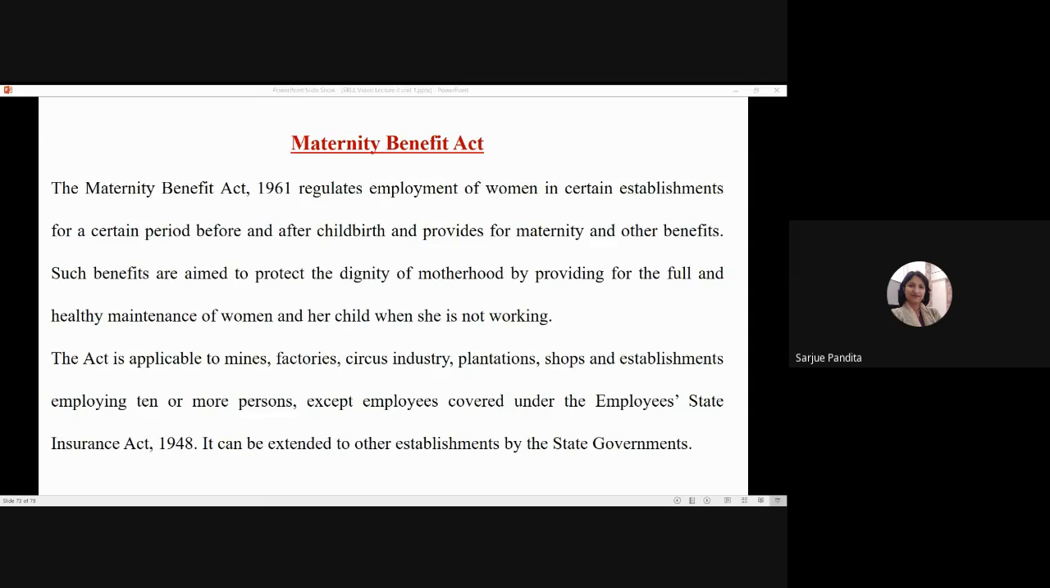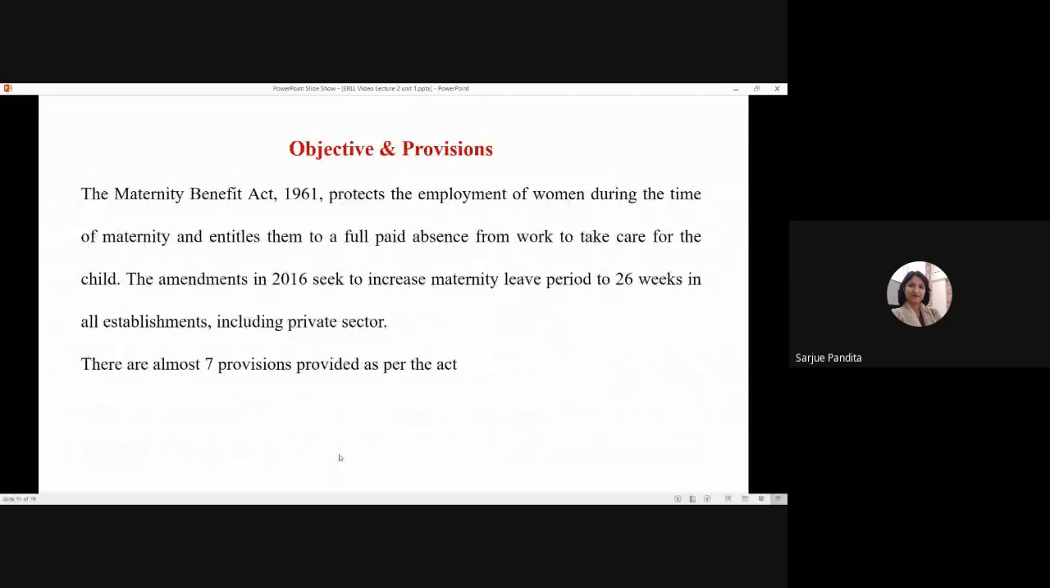The Central Industrial Relations Machinery, that is CIRM, in the Ministry of Labour is responsible for enforcing this act. CIRM is an attached office of the ministry and is also known as the Chief Labour Commissioner. The objective of this act is to protect the employment of women during the time of maternity and entitle them to full paid absence from work to take care of the child.